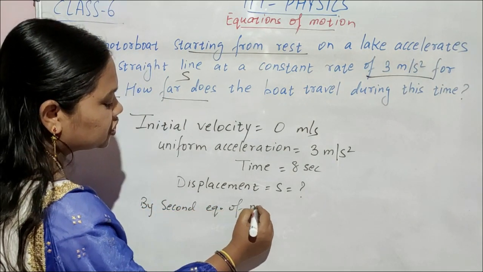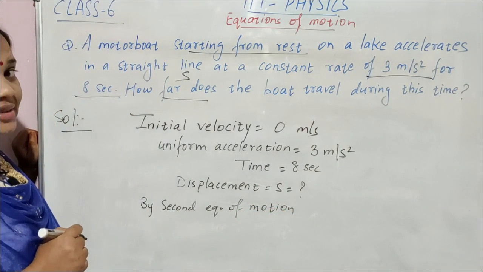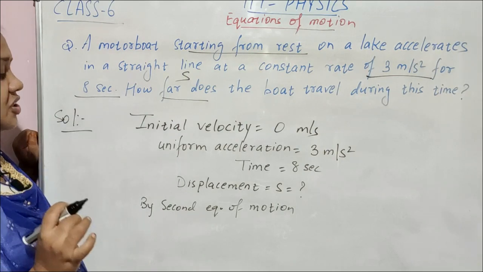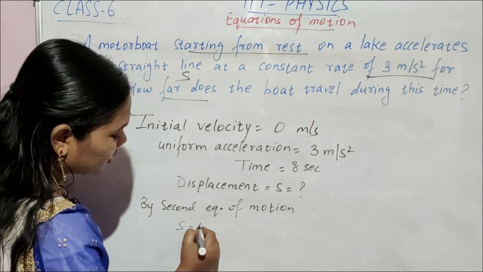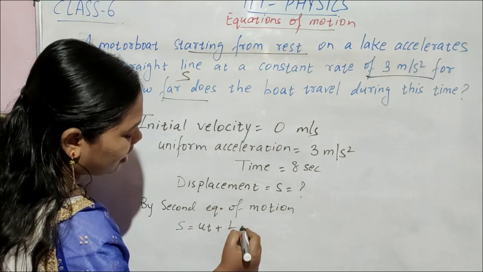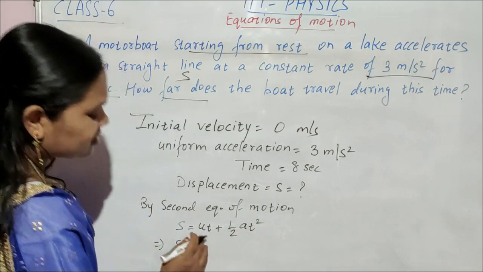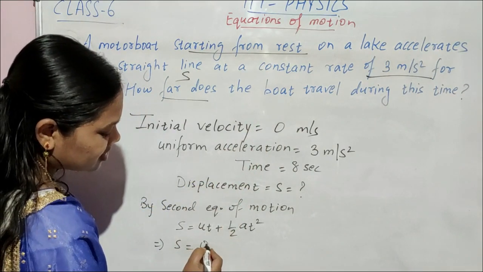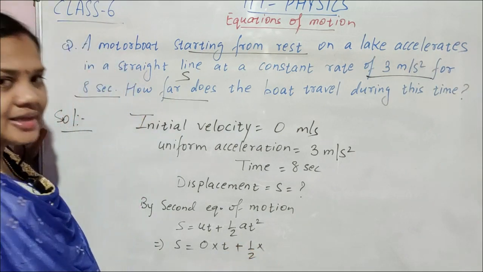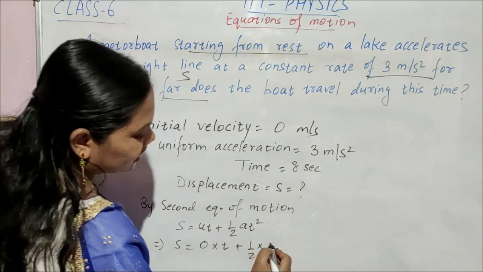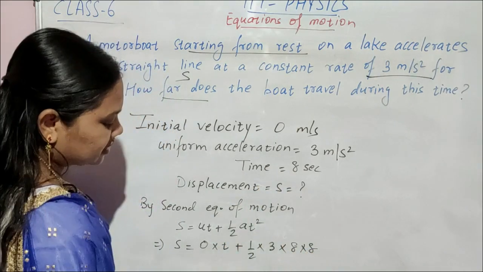So by the second equation of motion. What is the second equation of motion known as? It is known as the displacement time relation. It brings the relation between displacement and time, that is S equal to ut plus half at square. Displacement S is equal to u. What is u? Initial velocity is 0. 0 into time plus half into acceleration 3 into time 8 into 8.